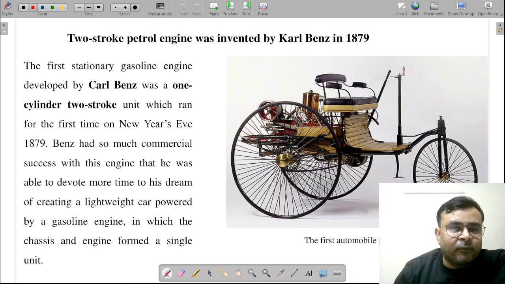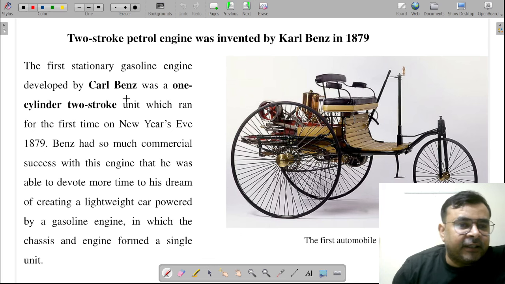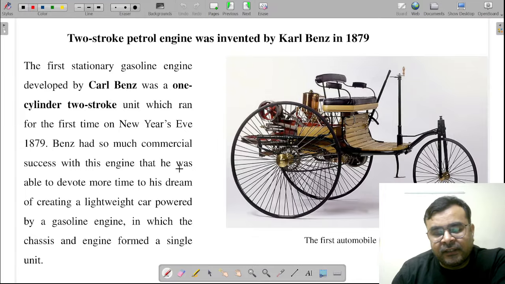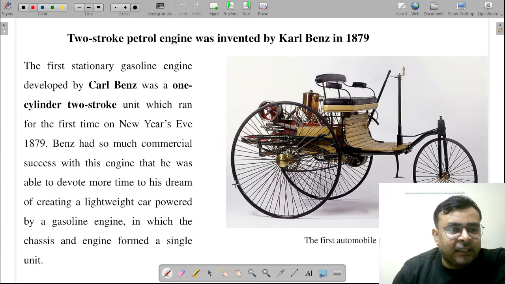And this first automobile was made by Carl Benz. It is a one cylinder two stroke unit which ran for the first time on New Year's Eve in 1879, and Benz had so much commercial success with this engine. And now you can see the Benz cars, and he was able to devote more time to his dream of crafting this lightweight car powered by a gasoline engine.